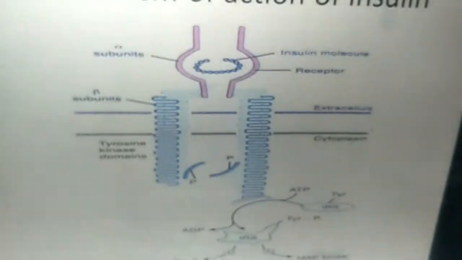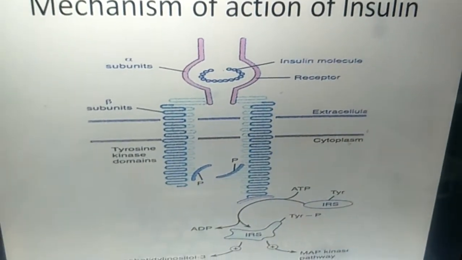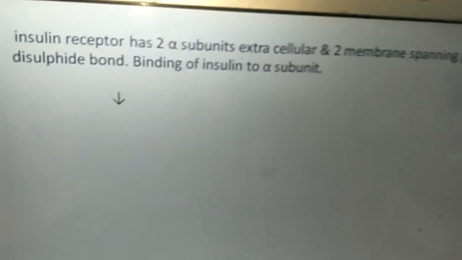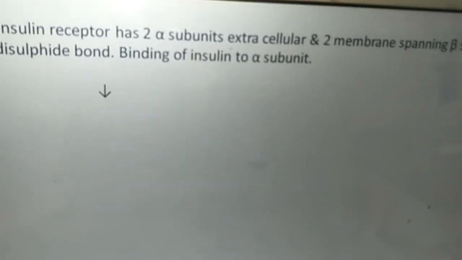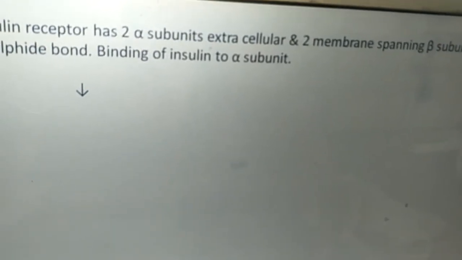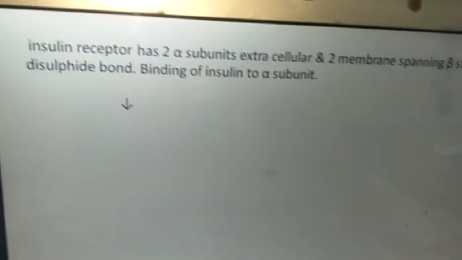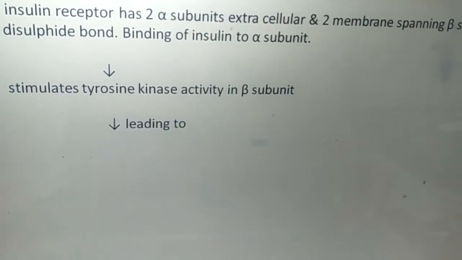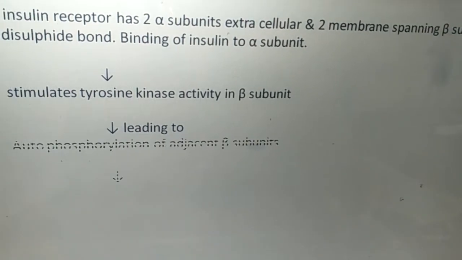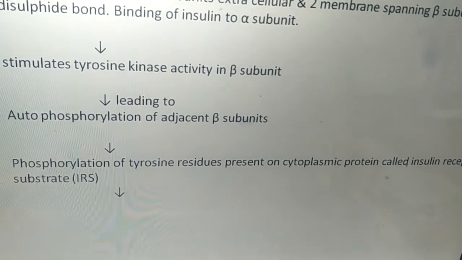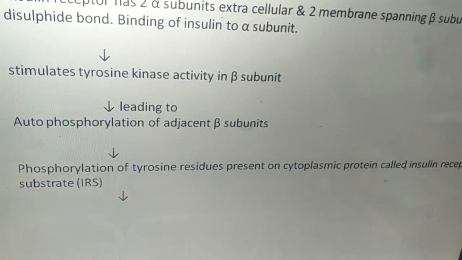This part has already been covered in general pharmacology. So two alpha subunits, just as a flow chart for the sake of completion of your notes, and there are two membrane spanning beta subunits which are connected together by a disulfide bond. Insulin binds with alpha, stimulates tyrosine kinase in beta, which causes autophosphorylation and the phosphorylation of tyrosine residues in IRS.